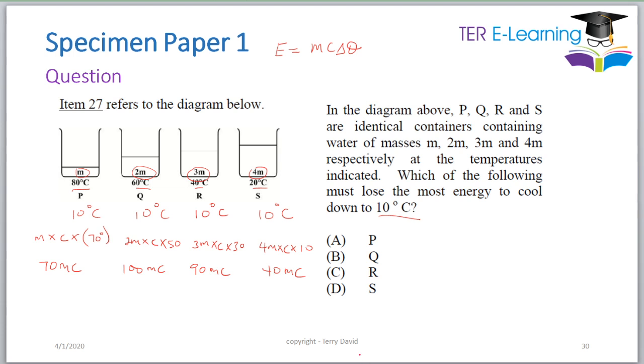So the answer in this particular case here is B. This one is the biggest one. It's 100 MC. So the answer is actually B. Right? So for this one, you actually have to do the calculation and work out the energy changes for each one of them and see which one is the largest.